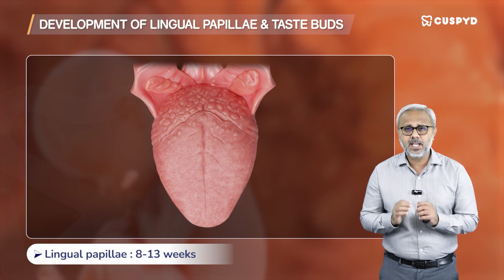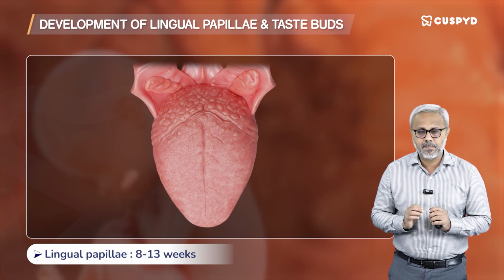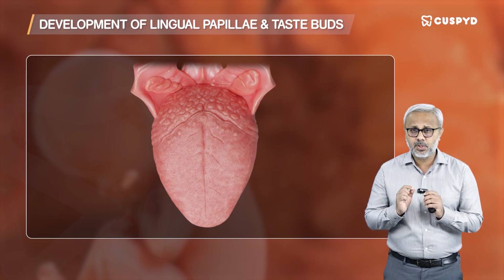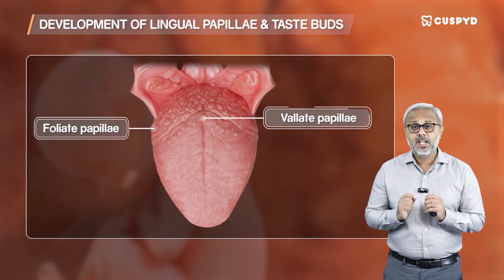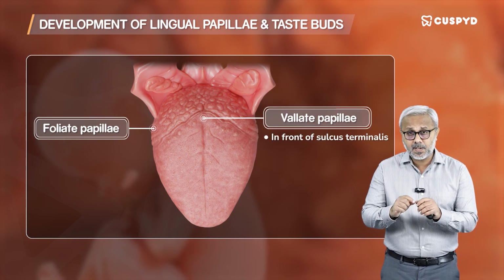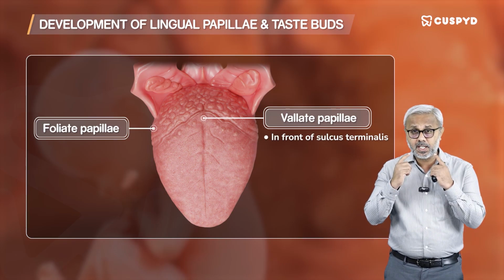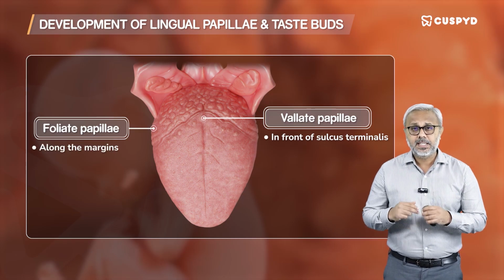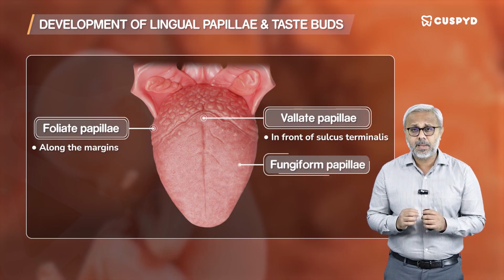The lingual papillae start appearing from the 8th week of intrauterine life. The first lingual papillae to appear are the foliate papillae and the vallate papillae. The vallate papillae are located in front of the sulcus terminalis, and the foliate papillae are located on the margins, right. Then this is followed by the development of the fungiform papillae on the margins of the tongue.